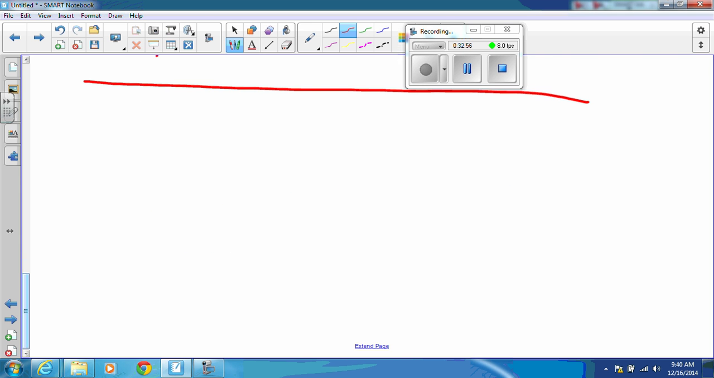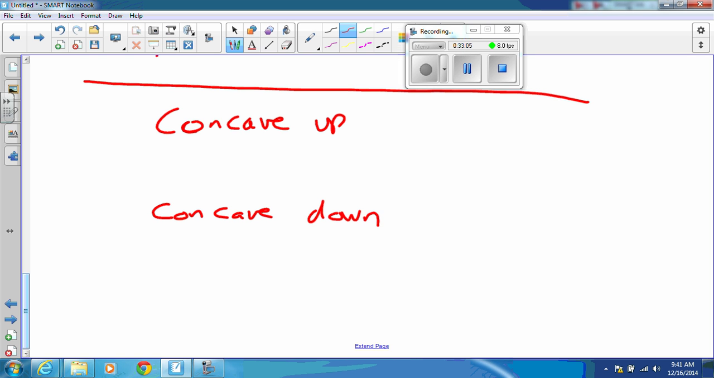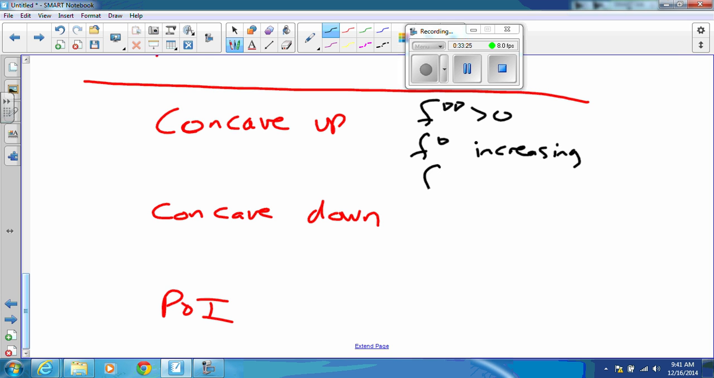Last thing I need to hit really fast: concave up, concave down, and inflection points. Okay, what does concave up mean? Turns out there are 3 equivalent things involving f prime, f double prime, and f. f double prime greater than 0. f prime increasing. f lies above its tangent.